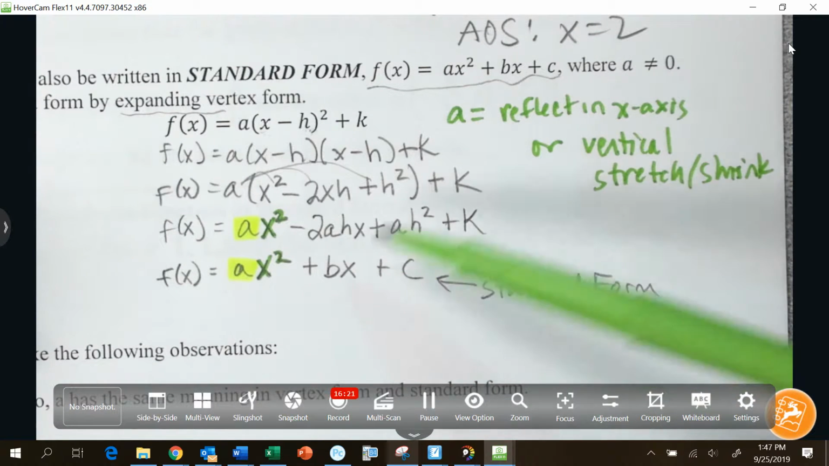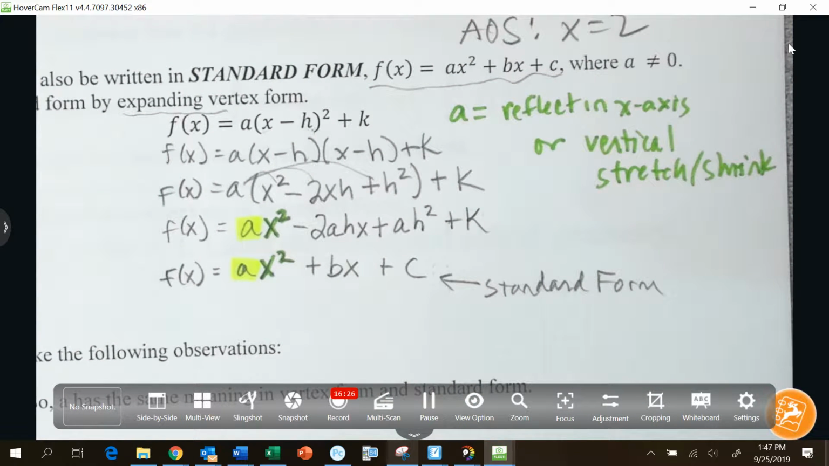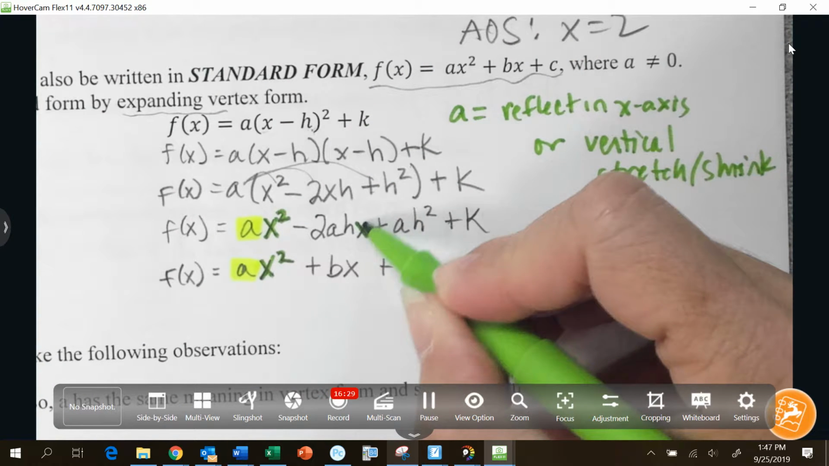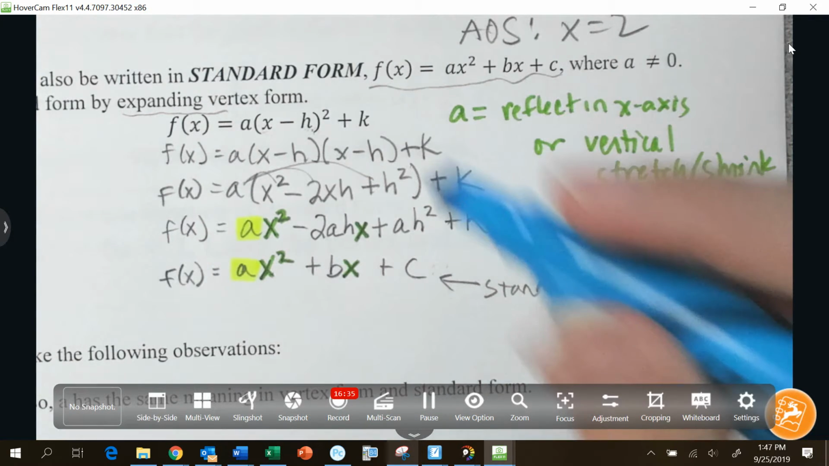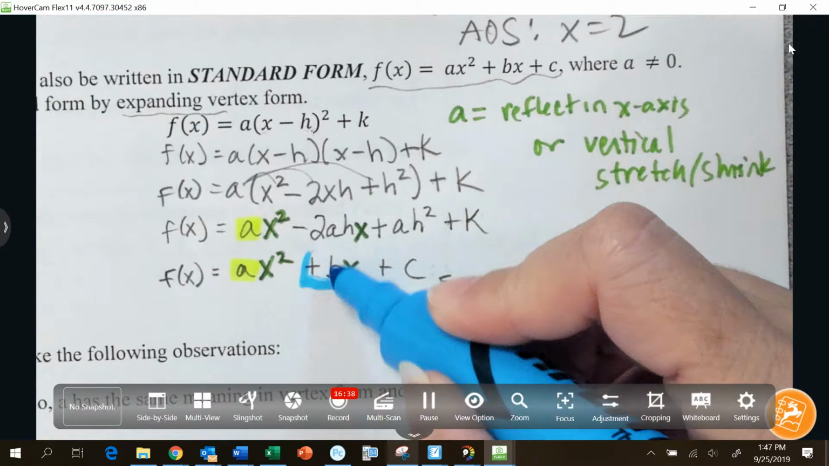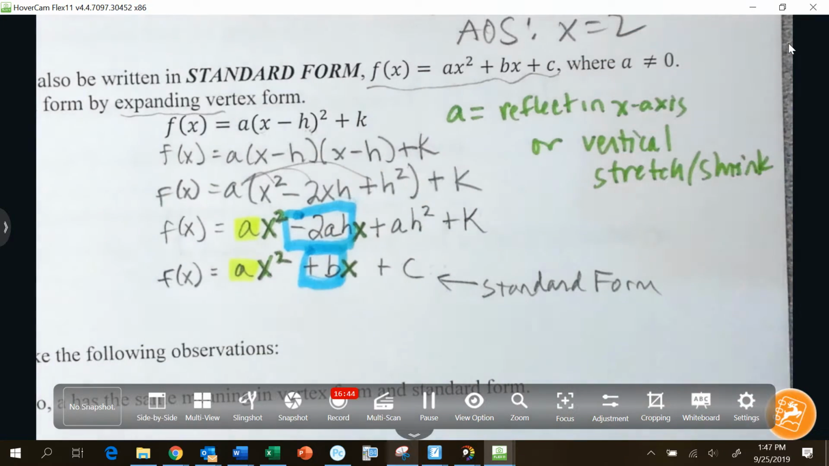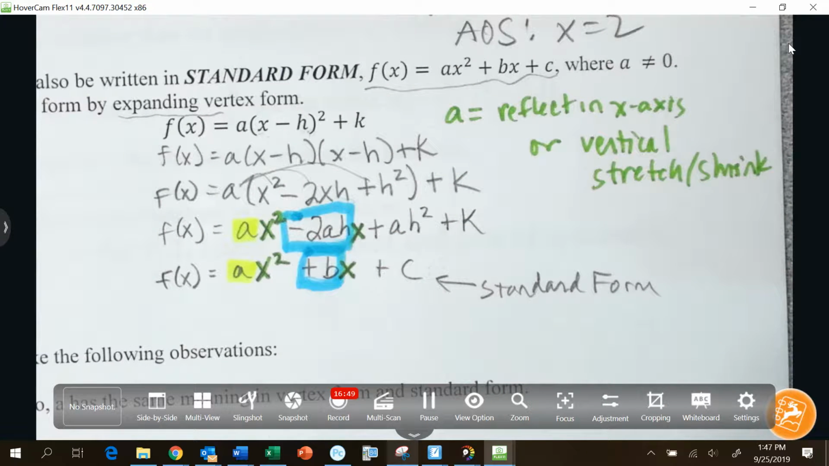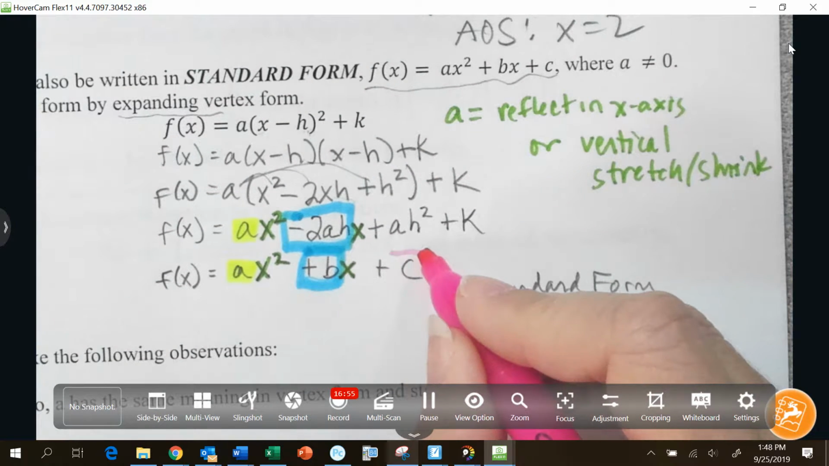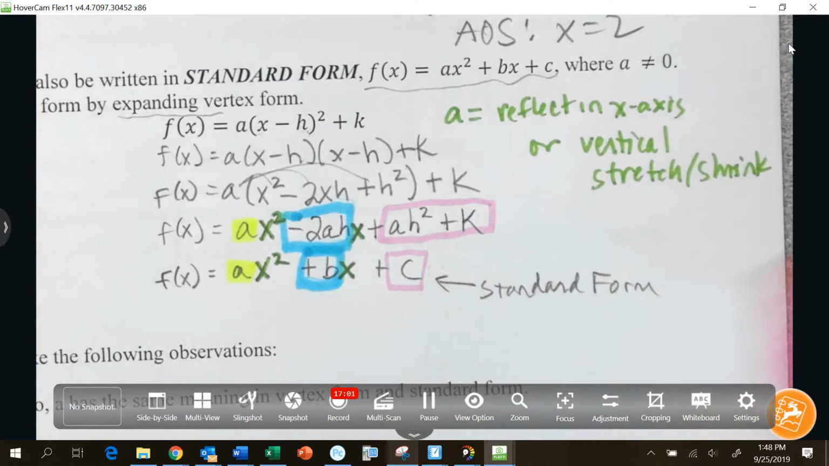What else is exactly the same thing? There's no C in this form. The x is the only thing else that's the same. But we can compare things together. We can say that whatever B is in standard form, in vertex form, it's the same thing as negative 2H. They are the exact same things. And in standard form, whatever C is, that's the exact same thing that in vertex form would be AH squared plus K.